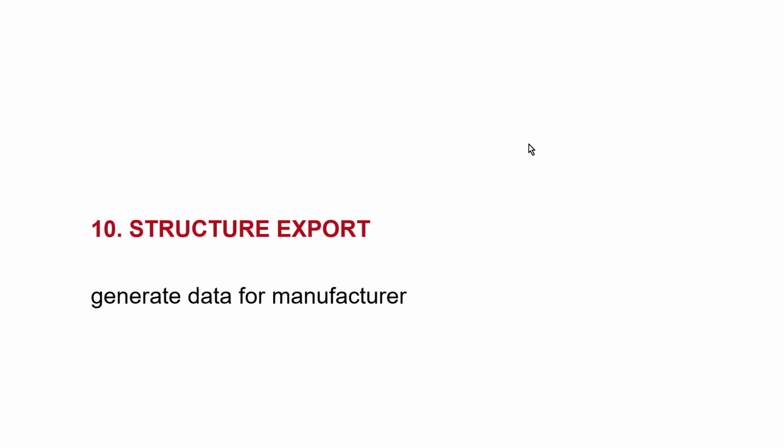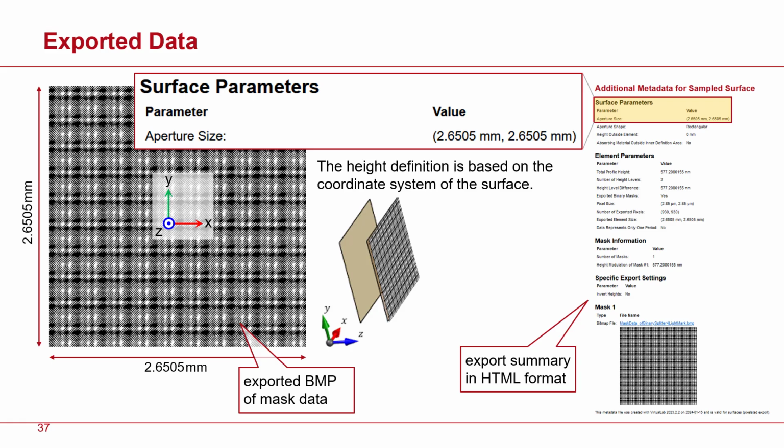So of course, at some point, we want to export our data to pass on the information for the manufacturer. So this is quickly done. VirtualLab is built in a very modular way. So really go to the element, then to the surface, and the surface says, I'd like to export that. And then you can define what kind of export. And here we chose, of course, a mask export.